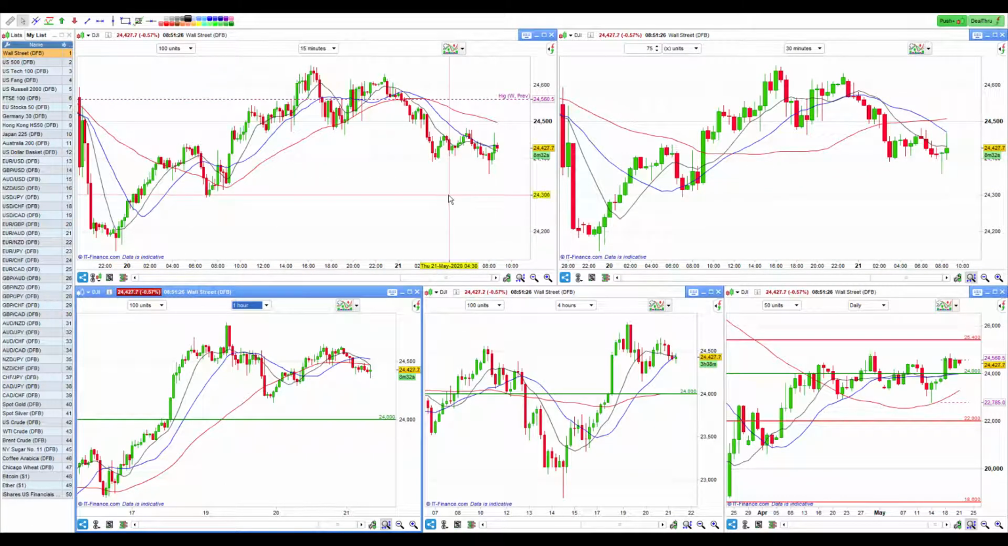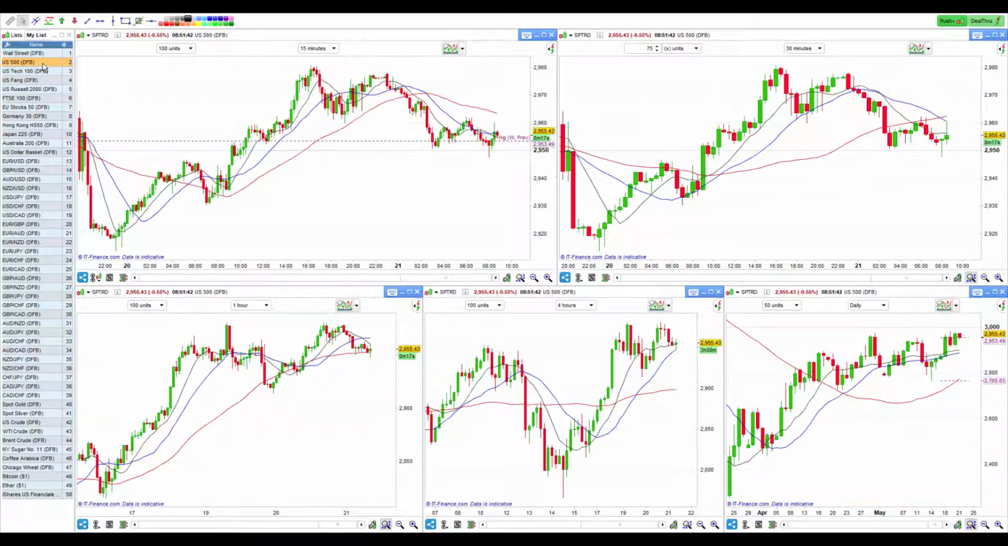Okay, so starting off with Wall Street. Currently no clear trend on the 15 minutes and going up to the downtrend on the 1 hour, but still no clear trend on the daily. So it's definitely sitting up at the top. My reasoning is the same as yesterday. There's no clear trend on multiple time frames.